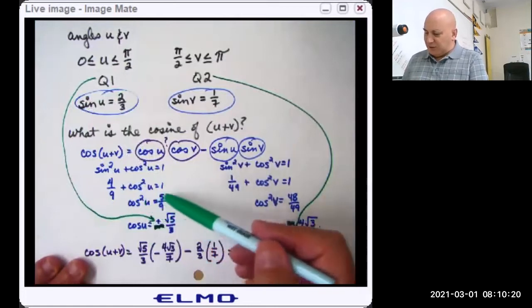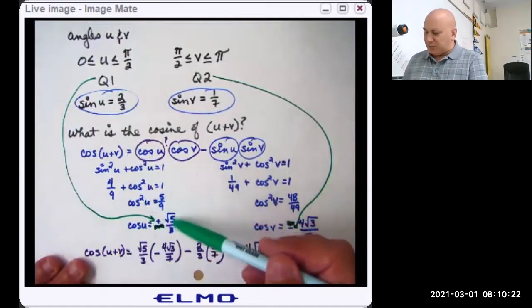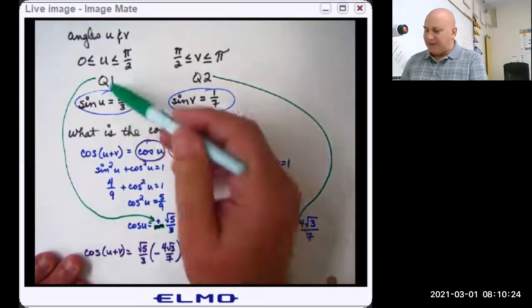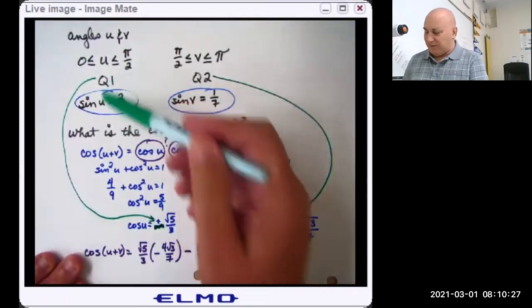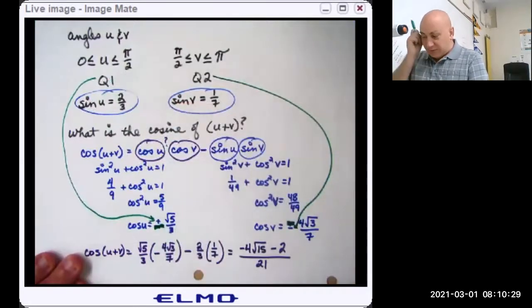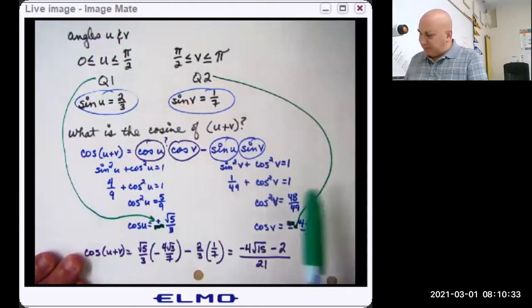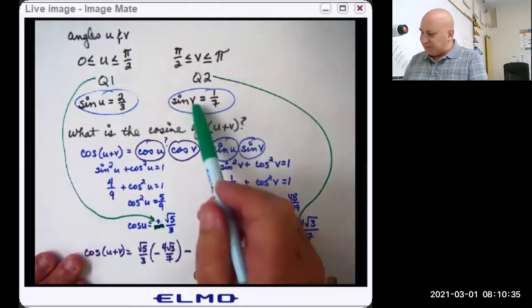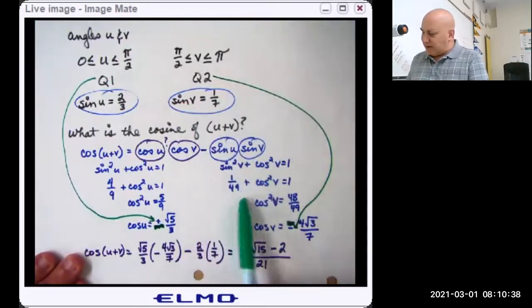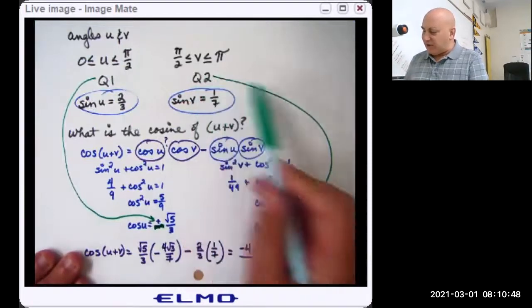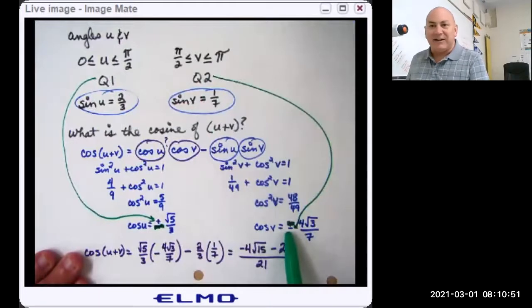And the cosine of u is going to be plus or minus √5/3. But since it's a first quadrant angle, it's positive √5/3. And similarly, if I know the sine of v is 1/7, I can get the cosine of v is plus or minus 4√3/7. And because it's a second quadrant angle, I know the cosine has to be negative.